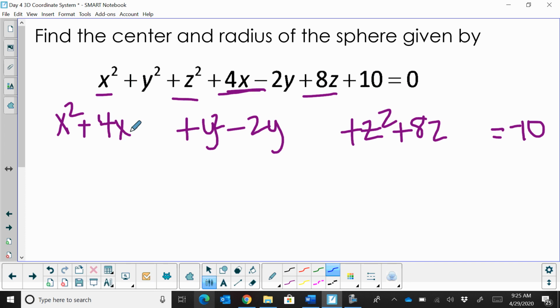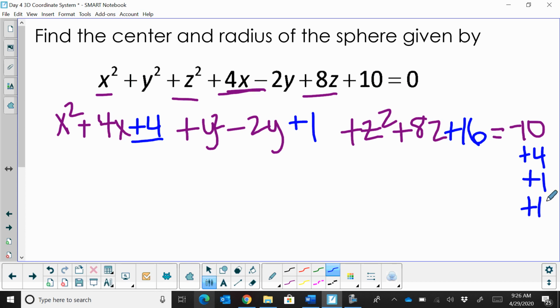So you have 4 and you square it, so we're going to add a 4 to complete the square. So let's add 4 to both sides. Half of 2 is 1, 1 squared is 1, so we're going to add 1 to both sides. Half of 8 is 4, 4 squared is 16, so we're going to add 16 to both sides. And so we've completed the square by halving and squaring and adding to both sides.